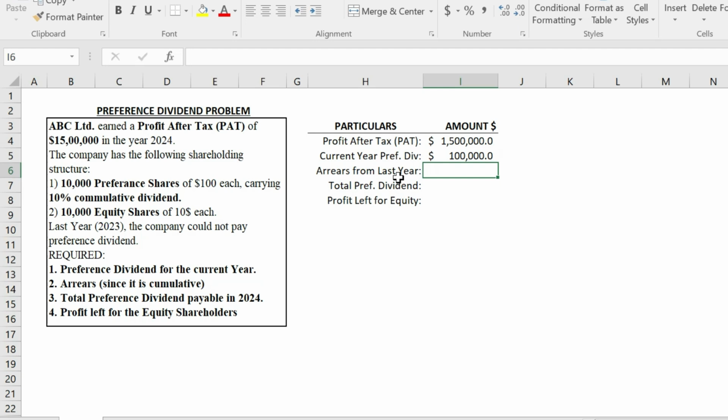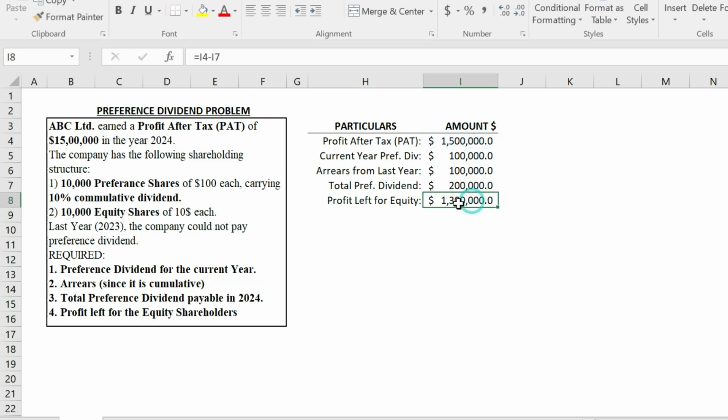Arrears from the last year would be the same, because it is the cumulative dividend and it will be the same as the last year. So the total preference dividend would be this year plus our arrears from the last year. So this 200,000 is our total preference dividend. So the profit left for the equity shareholders would be our PAT minus our total preference dividend.